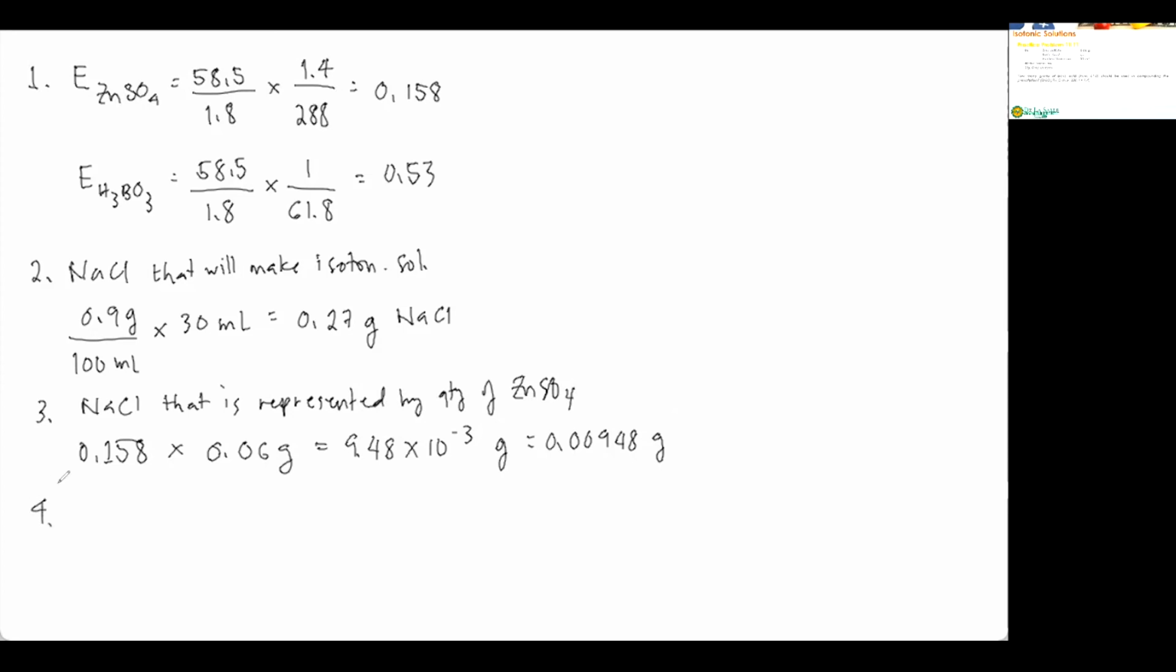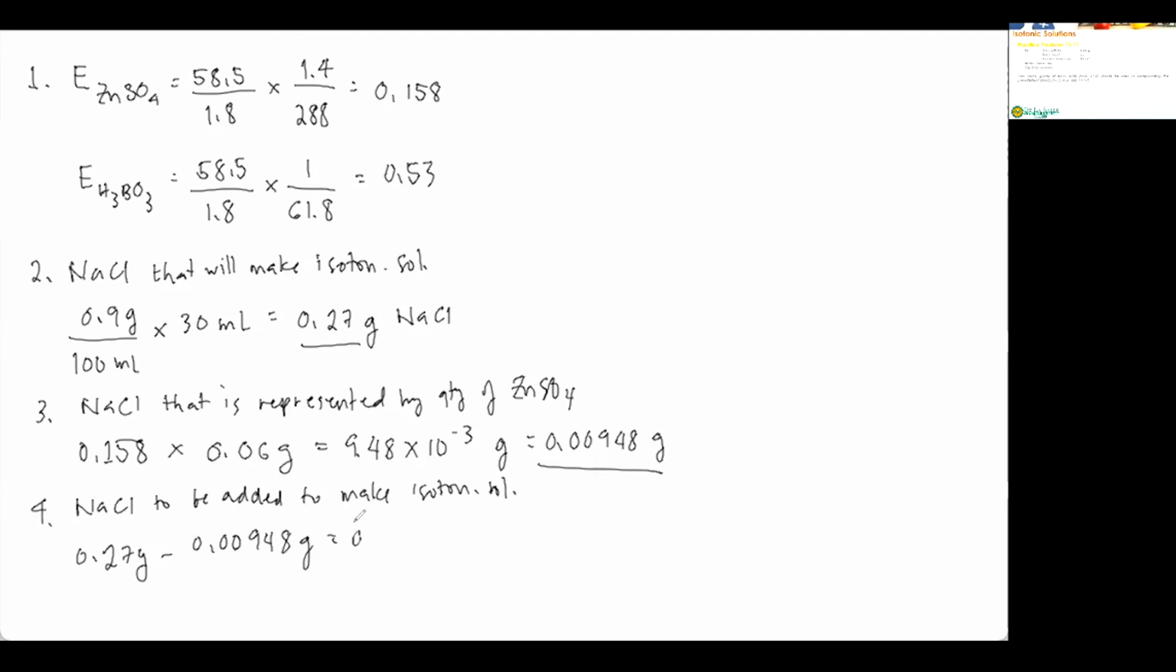Next, we subtract this value from this value to determine the amount of sodium chloride to be added to make the solution isotonic. And that will be equal to 0.27 gram minus 0.00948 gram, and that is equal to 0.261 gram of sodium chloride.